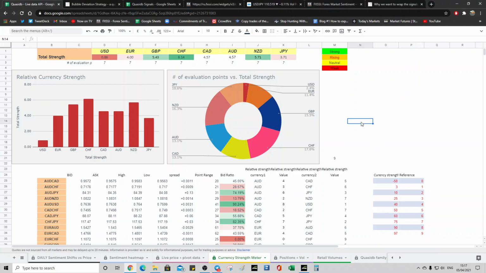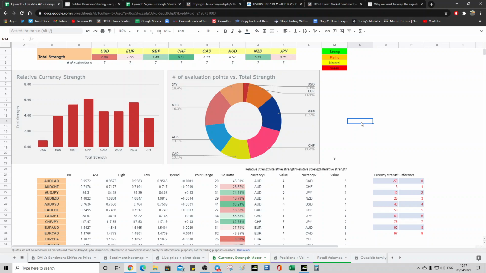So this is the currency strength meter. It tells us relative strength of particular currencies. So this is all technical. There's absolutely no sentimental or fundamental logic to this tab. So it's just comparing price action to its peers.